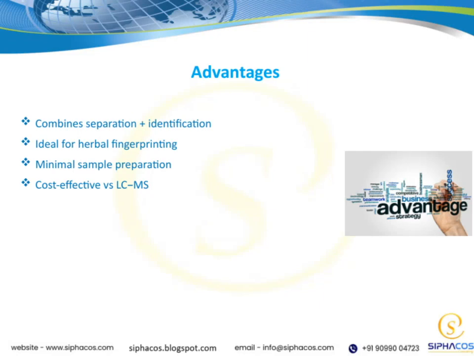Let's take a look at some of the key advantages of this method. First, it uniquely combines separation and identification in a single process, which really streamlines the workflow and enhances accuracy. This makes it particularly ideal for herbal fingerprinting, where identifying complex mixtures accurately is crucial. Another big plus is the minimal sample preparation required, saving us time and reducing potential errors. And when we compare it to traditional LC-MS techniques, it's definitely more cost-effective, making it accessible for more labs and applications. Overall, these advantages really highlight how this approach can improve efficiency and reliability in herbal analysis.